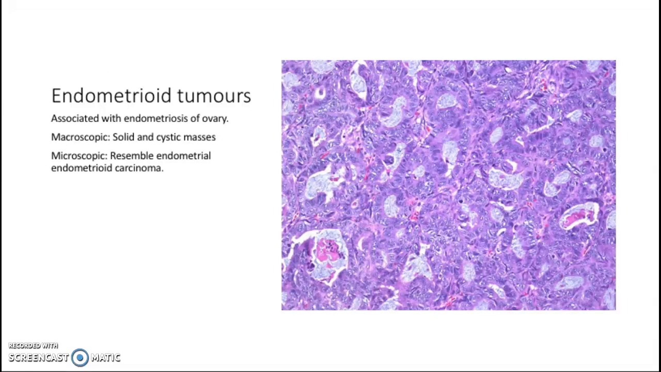Endometrioid tumors are associated with endometriosis of the ovary. Macroscopically, it can present as a solid and cystic mass, and microscopically, it can resemble endometrioid carcinoma. It has a similar presentation as endometrioid carcinoma of the endometrium, with back-to-back glands with little intervening stroma and very atypical looking glandular cells surrounded by desmoplastic stroma.